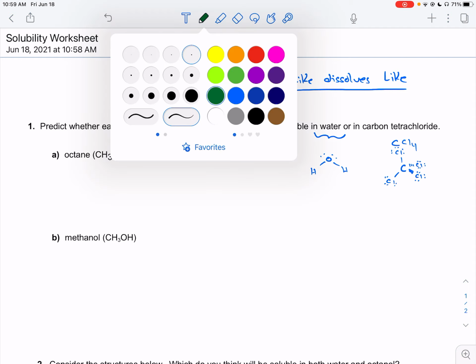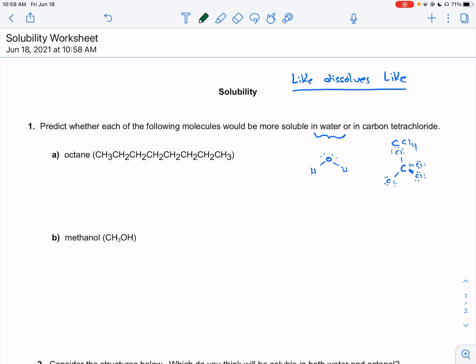And we might want to identify what IMFs are present in each of these. We know water can hydrogen bond, it has a dipole, and LDFs. For carbon tetrachloride, it can't hydrogen bond. It's a nonpolar molecule, so all it has is LDFs. So when we think about these, we now want to return to our molecules. We're given octane and methanol.